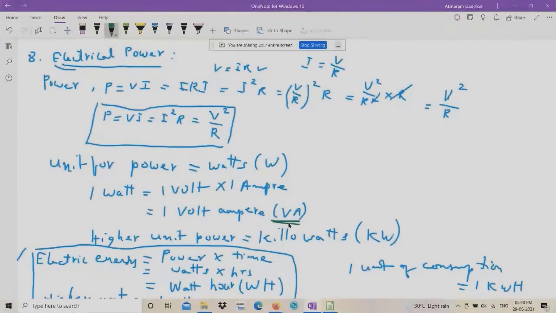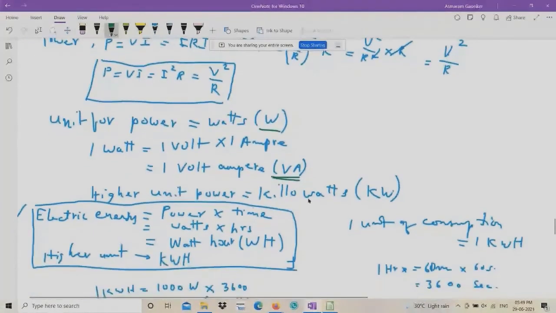Inverter, battery, that is all given in volt ampere. So watt is one unit, and volt ampere is also another unit, and the higher one is kilowatt. That is correct. And now you have to remember this last part, that is electrical energy.